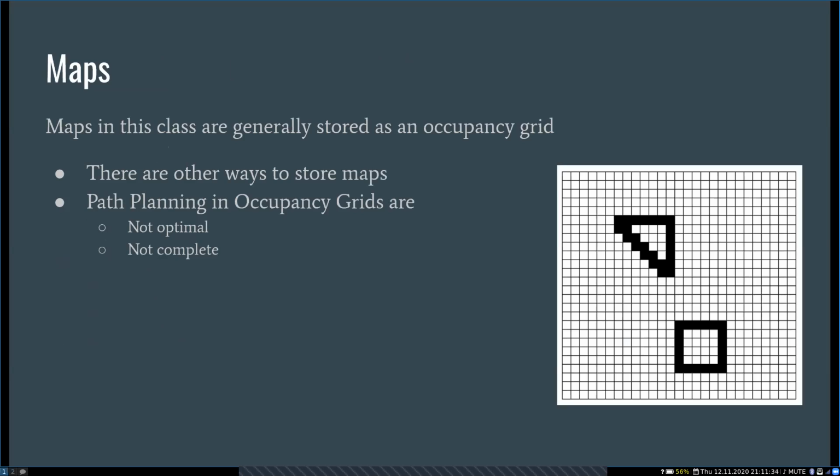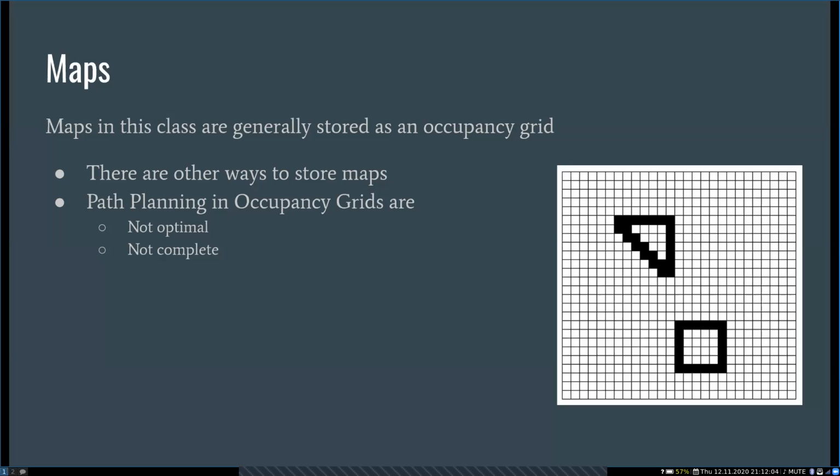When you are doing path planning in occupancy grid, your paths are not optimal and not complete. The algorithms we are using may be optimal or complete, but the path themselves is not, because we are essentially taking a space of like a square and turning that into a single point, and therefore you kind of lose some resolution. So just because a path doesn't exist in your occupancy grid, it may actually exist in real life. It just may be that you have to cut through a square or something.